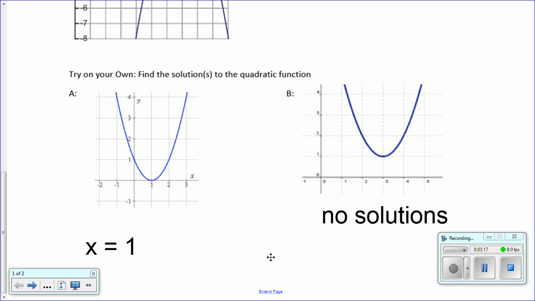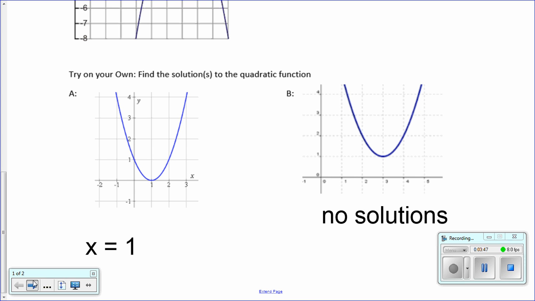So from a graph, it's really, really nice. And what's even nicer is that I don't care how you find solutions. Unless they specifically tell you how to find a solution, you can do it any way you like. By graph, by factoring, even the formula that we're going to do, you can do it any way you want. So, get an equation, plug it into your calculator. I showed you how to find zeros in the calculator, which means you can find solutions using the graphing calculator.